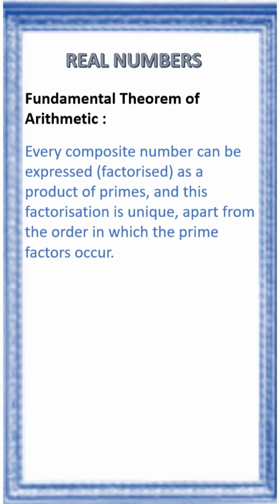The very important definition in the chapter real numbers is the fundamental theorem of arithmetic. What is it? Every composite number can be expressed or factorized as a product of primes, and this factorization is unique apart from the order in which prime factors occur.